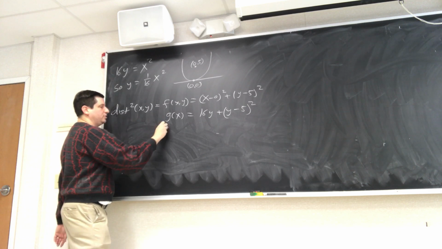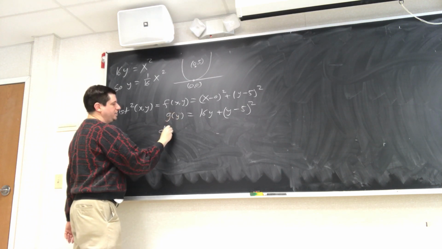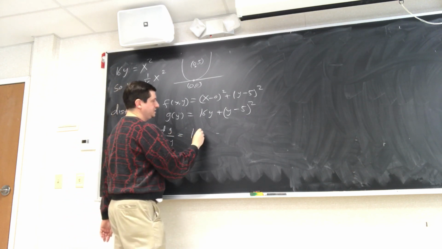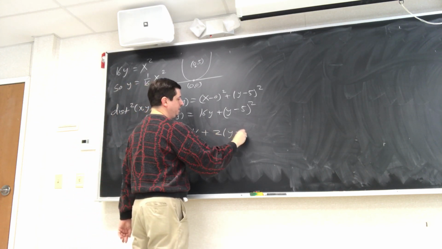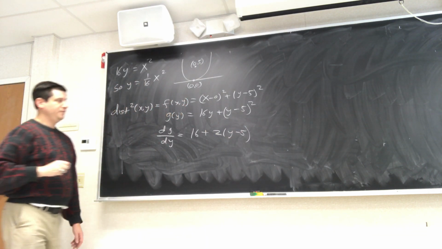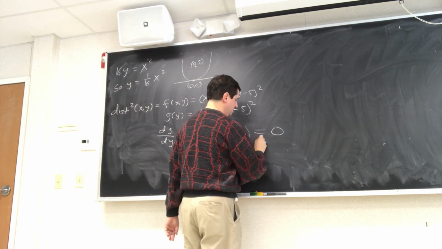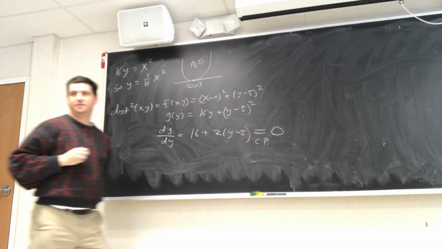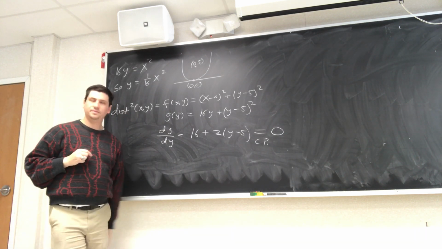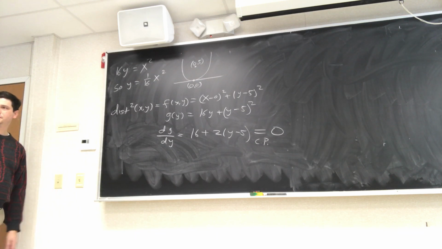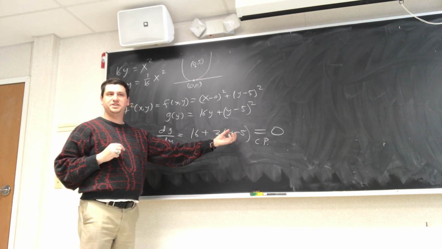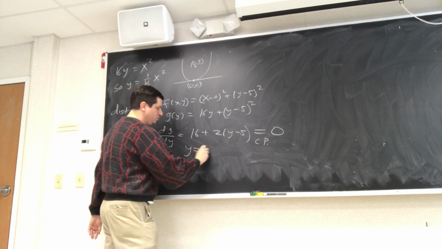And what you're saying is, well, let's calculate, oh, sorry, g of y. And you're saying, let's calculate its derivative, which is 16 plus 2 times y minus 5. And if we set that equal to 0, we find the critical point. So what value of y makes this 0? I believe it's -3, because you would have 2 times -8 is -16. So you get y equals -3.